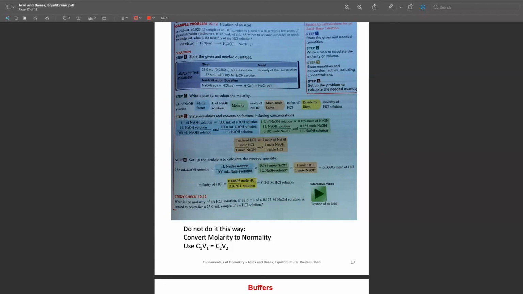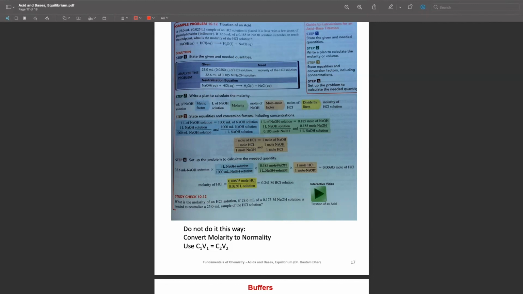C1 V1 equal to C2 V2 is only applicable for dilutions. We'll see what dilution is, and we basically saw that in the previous chapter. But the important thing is, if you convert to normality, yes. Otherwise, not. Because if I give you sulfuric acid, this formula is not going to work unless you convert the molarity to normality. Again, if I give a sulfuric acid, C1 V1 equal to C2 V2 is not going to work.